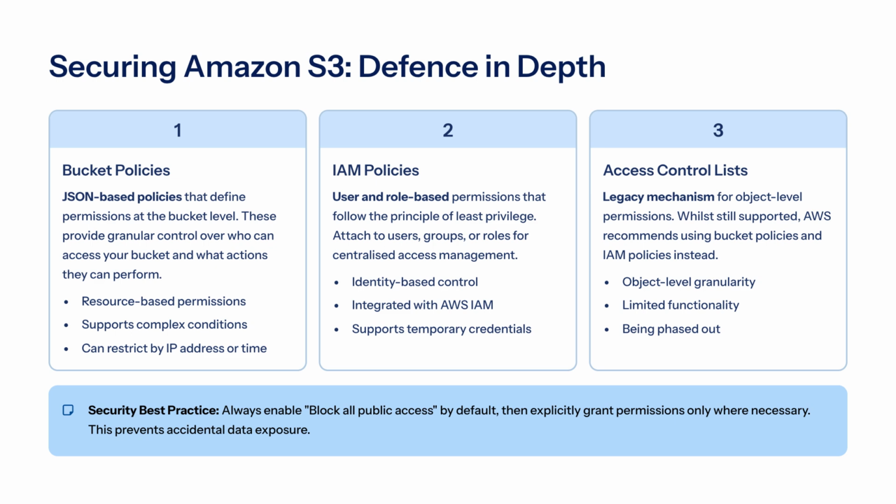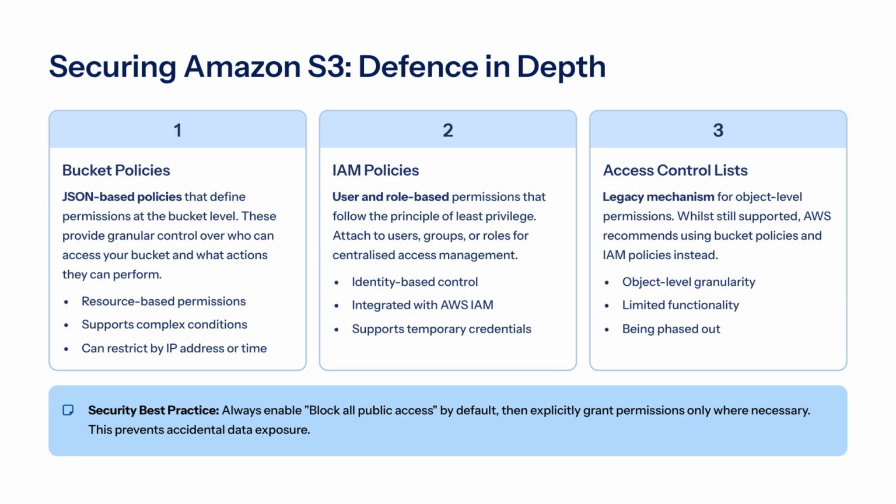Now let's expand on this. Bucket policies are JSON documents that let you define who can access your bucket and what actions they can perform. They are powerful because you can add conditions, such as allowing access only from a certain IP range, or only during business hours. For example, a financial institution may allow analysts to access reporting data in S3, but only if the request comes from the company's corporate network. That's enforced with a bucket policy.